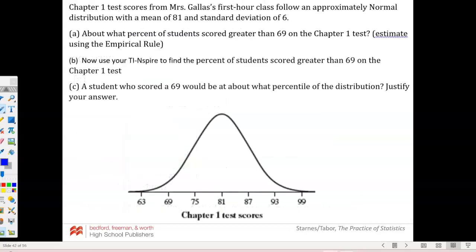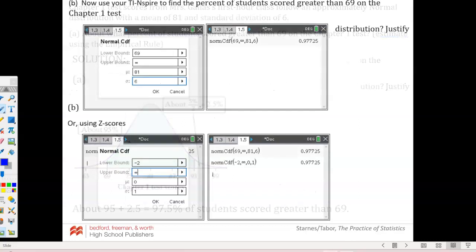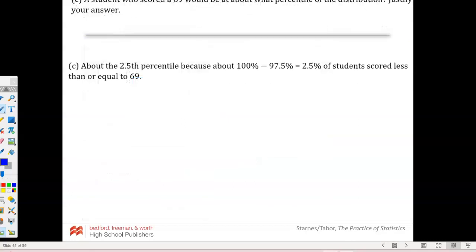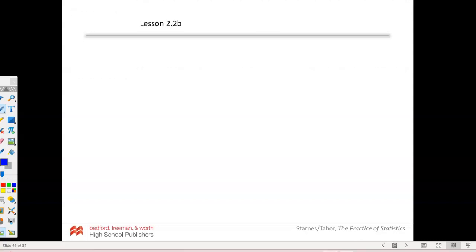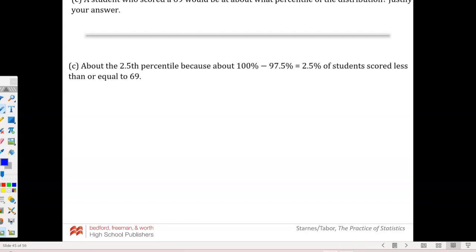Okay, a student who scored 69 would be at what percentile? So remember, 97.5% is to the right of that. So I guess 2.5% is to the left. So they're in the 2.5 percentile? 2.5th percentile? That's a funny thing to say. It's because it's 100 minus that. So they're not in a very high percentile there if they got a 69 on the test. That is your lesson for today.